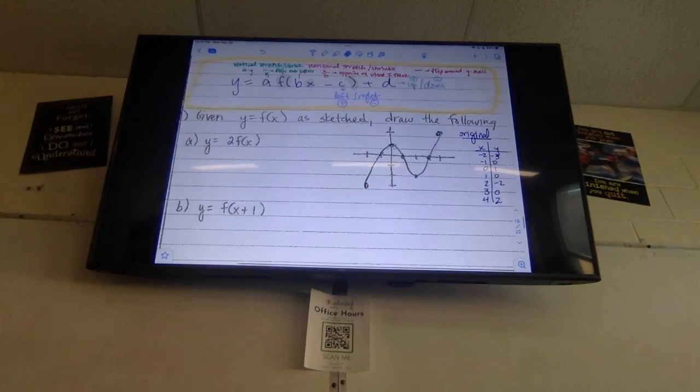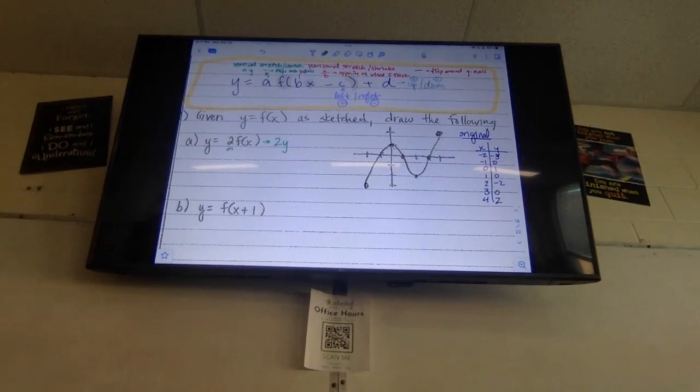So the first one, letter A, says y equals 2f of x. So what spot is that 2 in? It's my A. So that means it's going to stretch or shrink my graph vertically. When you have a 2 out front, that's the same thing as doing 2 times all of my y's. The x's will not change. The only thing that changes is all my y's are going to get multiplied by 2. So instead of being at -2, -3, it's going to go all the way down to -2, -6.